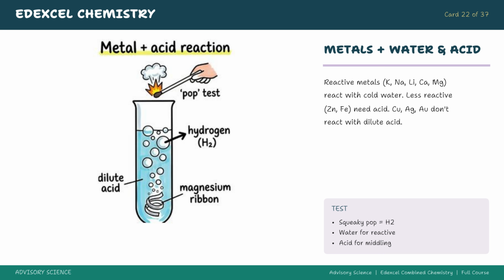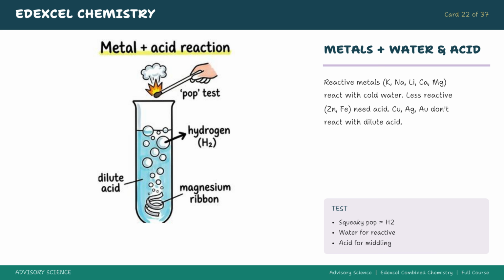Reactions of metals with water and acid. Reactive metals react with water to make a metal hydroxide and hydrogen. Only potassium, sodium, lithium, calcium and magnesium react noticeably with cold water because they're quite reactive. Less reactive metals like zinc and iron need acid. A metal plus acid gives a salt plus hydrogen, and you can test for hydrogen with the squeaky pop test. Copper, silver and gold do not react with dilute acid at all because they're so unreactive.